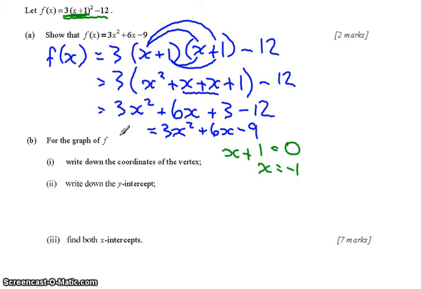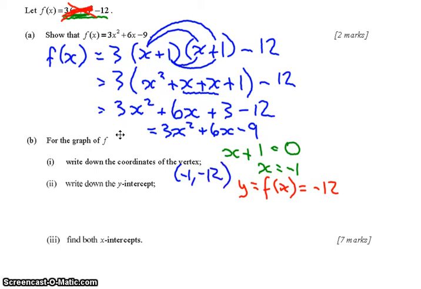When that is equal to 0, well, we cancel it out. What do we get? Our y, or our f of x minimum, is minus 12, because this bit here is 0. So the coordinates of the vertex, we've got minus 1, minus 12.